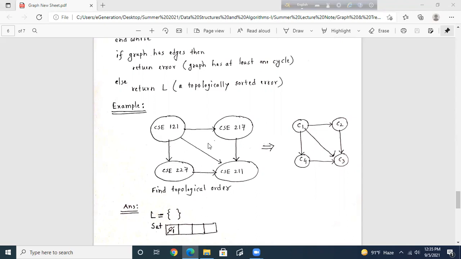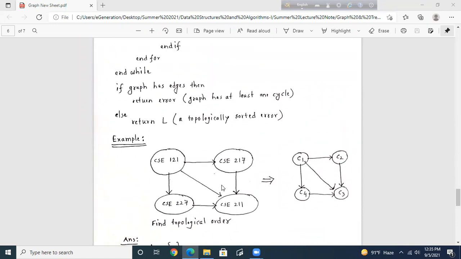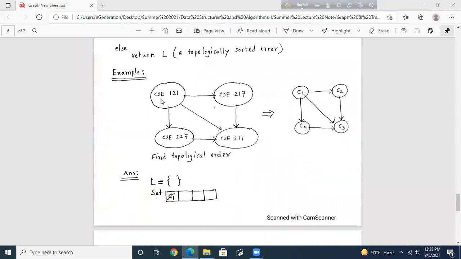That is also satisfied, so I am able to do the topological order. Dear student, I can calculate the topological order from the graph.